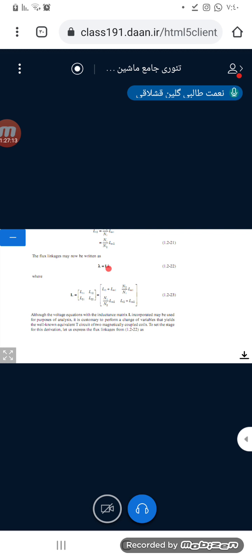Instead of P, we use R. For example, L1, L2, L12, and L2. The circuits are coupled together, and this is the mutual inductance between L1 and L2. This is a representation of the magnetic reality in electrical form. This is not an electrical one.